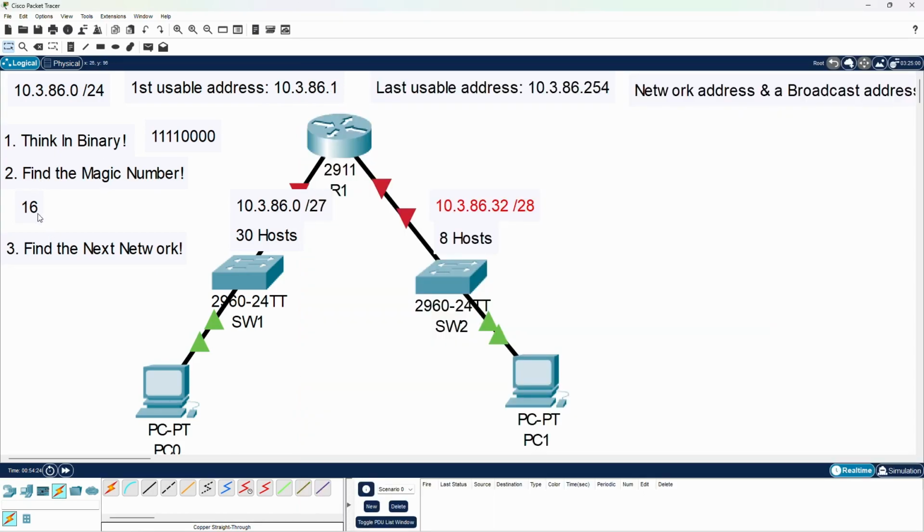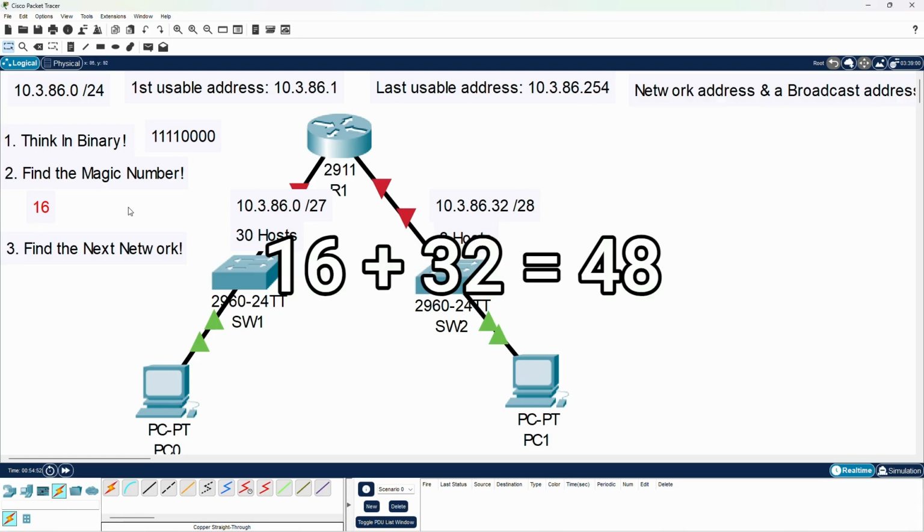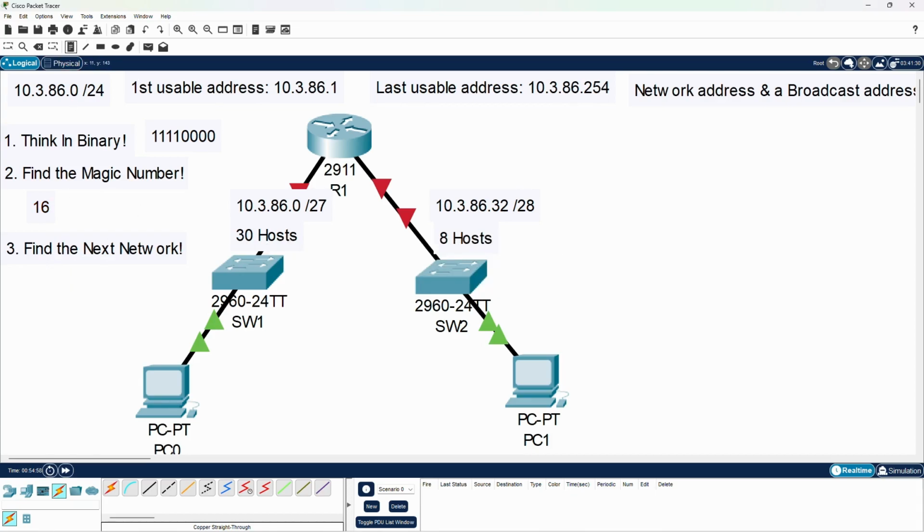We know we have 16, so where do we apply that? This is tricky. You would think you would apply it here, right? No. You've got to apply it where you found it. This magic number would apply in the 4th octet, because this is the problem we're working on. We would add 16 to 32. What is 16 plus 32? 48, right? What does that mean our network is? The next network would actually be 10.3.86.48.